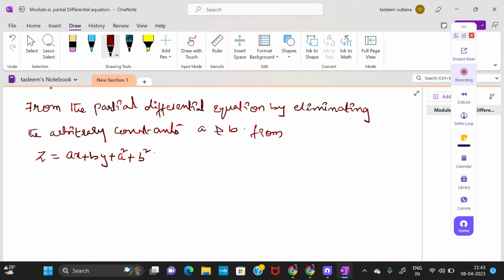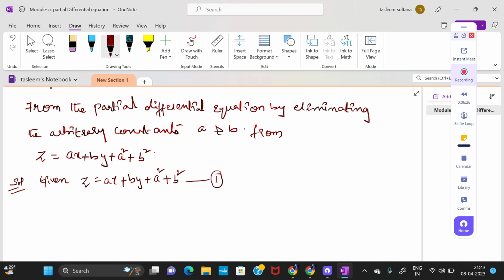We have to eliminate that a and b from the given equation, and it will turn into the partial differential equation. So what are you going to do? First, write what they have given to us. Given z is equal to ax plus by plus a square plus b square. Make this equation number 1.